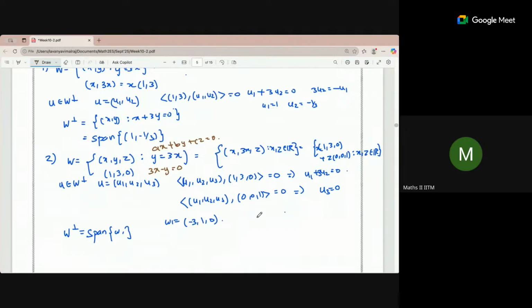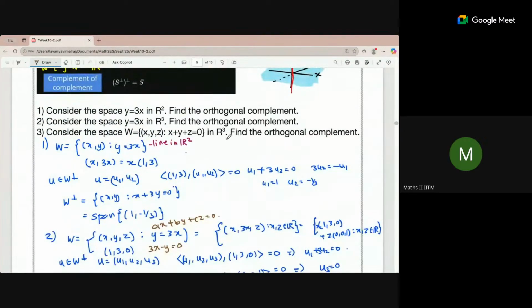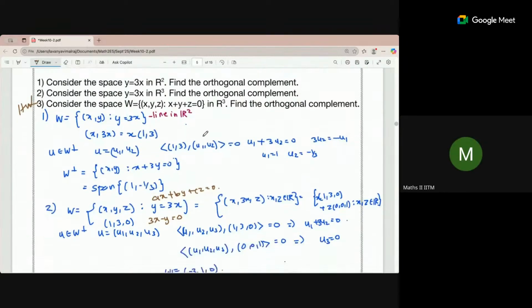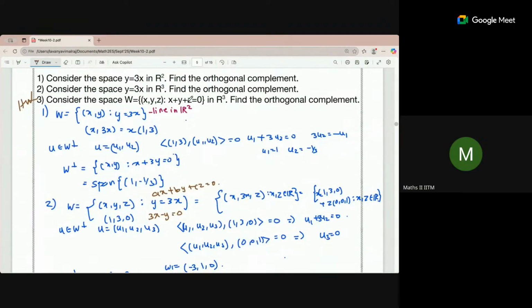All right. So the third problem, can I leave it as homework? Because I have given two examples of how to find the orthogonal complement. Okay, ma'am. So first you need to find a basis for W. So clearly W is of this form. So this is a plane in R3. So the orthogonal complement should be a line in R3.